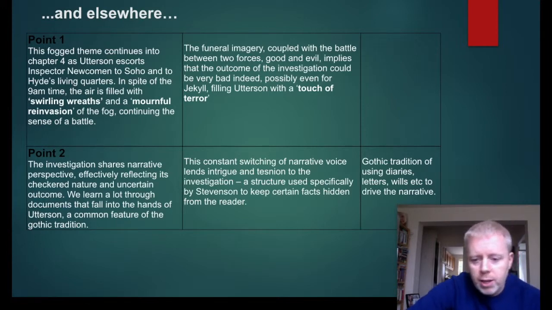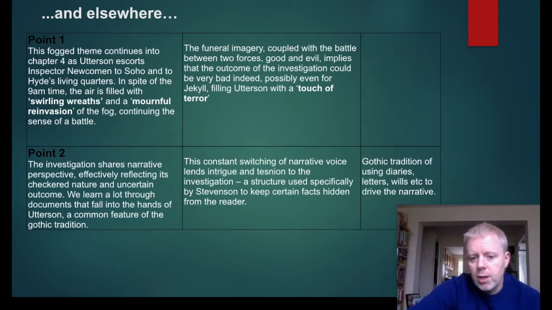The second point I could make from elsewhere in the novella: the investigation shares narrative perspective, third-person narrative limited, effectively reflecting its checkered nature and uncertain outcome. We learn a lot through documents that fall into the hands of Utterson, a common feature of the Gothic tradition. This constant switching of narrative voice lends intrigue and tension to the investigation, a structure used specifically by Stevenson to keep certain facts hidden from the reader.